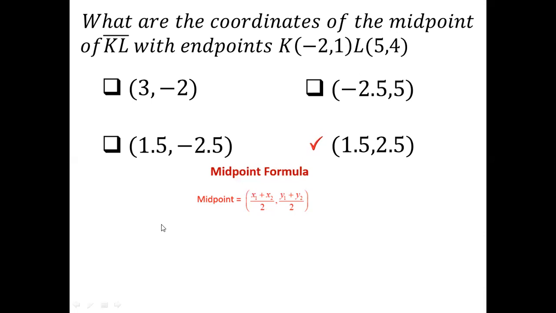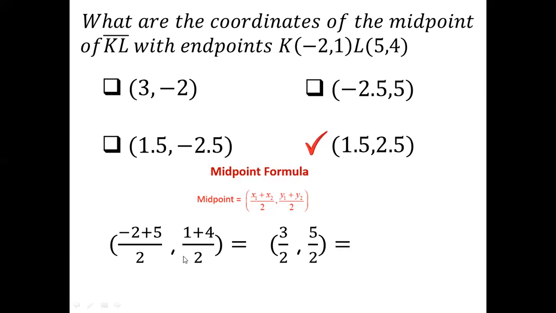Once you've named them, put them in the formula. So x1 is going to be -2 plus x2, that's 5. So -2 plus 5 divided by 2, because you're finding the midpoint. To find the middle of something, definitely we need to divide it by 2. Next is y1 plus y2, so 1 plus 4 divided by 2. That will give you 3 over 2, because negative 2 plus 5 will give you 3 divided by 2.